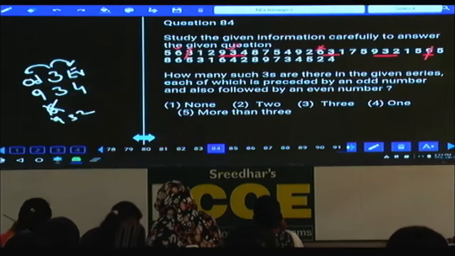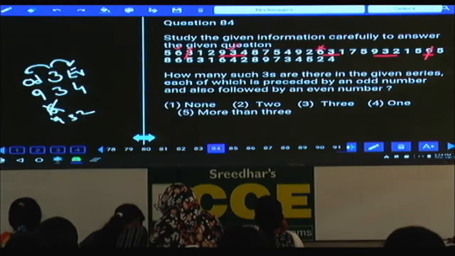Next one, anything else? Now 9, 3 and 2. Now in 9, 3 and 2, 3 is preceded by an odd digit and followed by even. Next one, anything else? Now this 9 is preceded as well as followed by an odd digit. Next one, anything else? Now this one is, and so how many are there in total? Only 2.